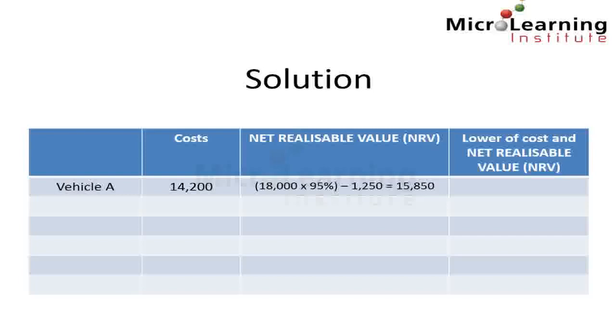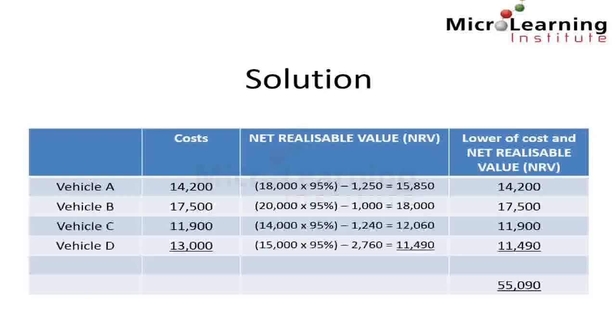This $1,250 is the cost that must be incurred in order to prepare the vehicle for sale. Thus, the net realizable value of vehicle A is $15,850. IAS 2 tells us that items of inventory, such as vehicle A, are held on the balance sheet at the lower of cost and net realizable value. In the case of vehicle A, the lower of cost and net realizable value is $14,200.